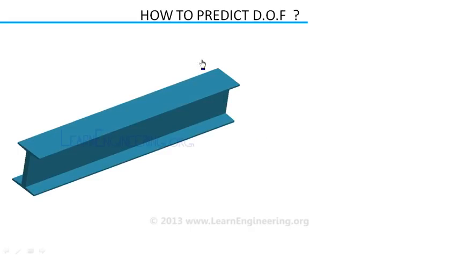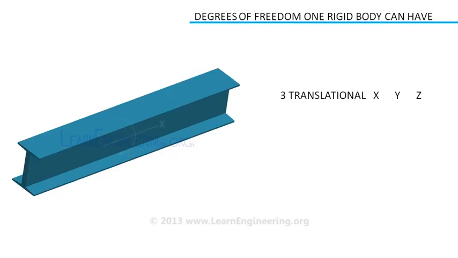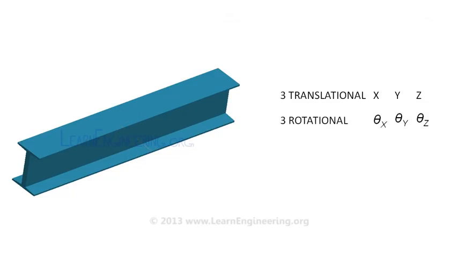Consider this rigid body in space. It could have 3 translatory motions like this. Also it could have 3 rotary motions like this. In total we need 6 inputs to determine its position. So, the degree of freedom of a rigid body in space is 6.